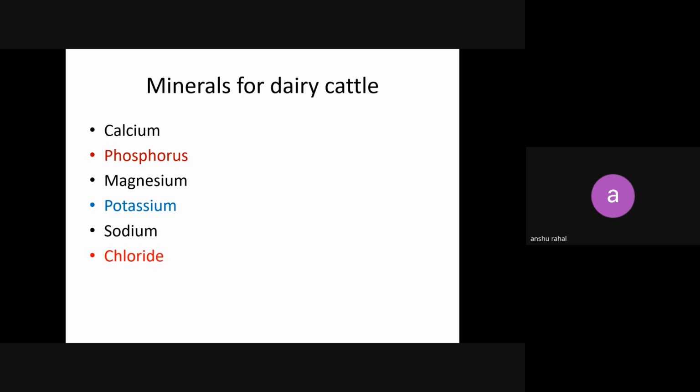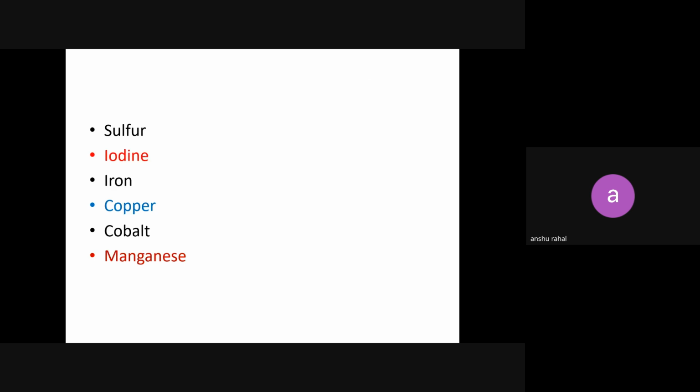Then magnesium deficiency, potassium, sodium and chloride are also very important for maintaining the cation and anion balance within the body of the animal. Then sulfur deficiency, iodine deficiency, iron, copper, cobalt, manganese, all these have other important roles within the body of the animal. Then zinc is the main element which affects carbohydrate metabolism within the animal.